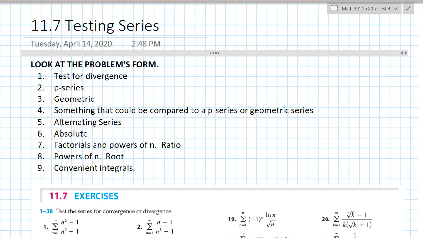If you've got powers of n, you might also try the root test. Notice that if the ratio test is inconclusive, then the root test will also be inconclusive, and vice versa. And then the last test is look for convenient integrals, and don't forget to write them as improper integrals and use your limits there.